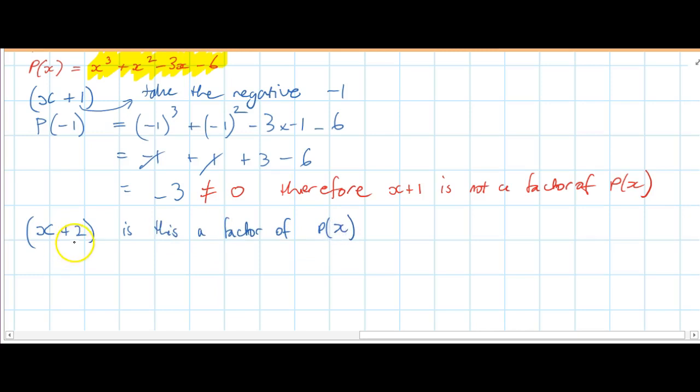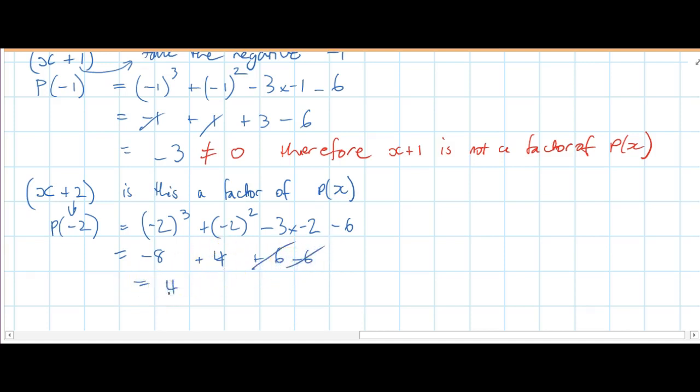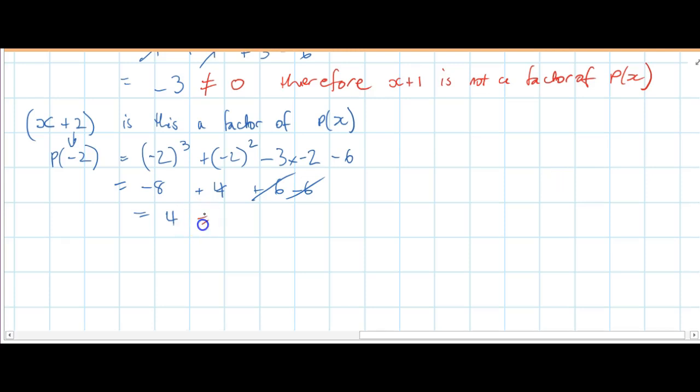Again we take the negative, so we're going to do p(-2). I've just checked and the example does tell me that this is not the answer, but we'll go through it anyway because it's good practice. So you substitute in all these numbers again. Negative 2 cubed is negative 8, plus positive 4, minus 3 times negative 2, which is plus 6, minus 6. That cancels out. That's going to be positive 4. So that's not a factor either. Not equal to 0, not a factor.